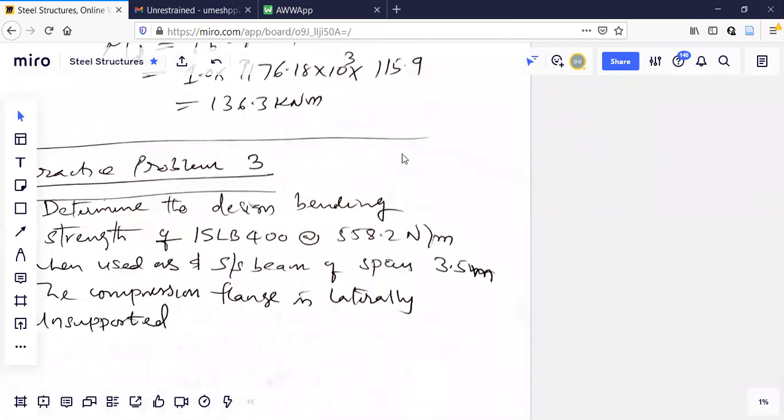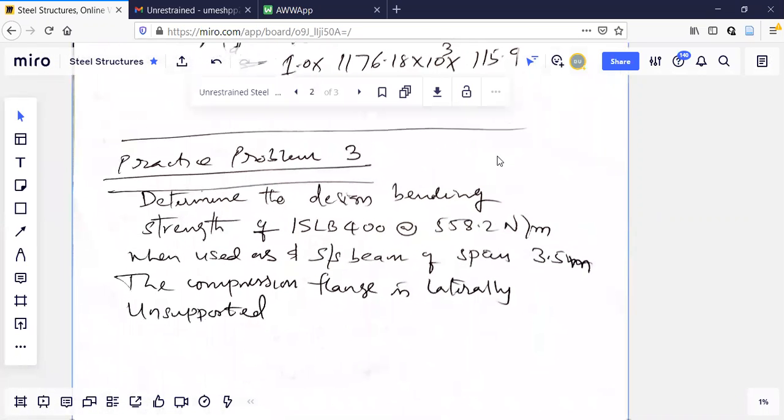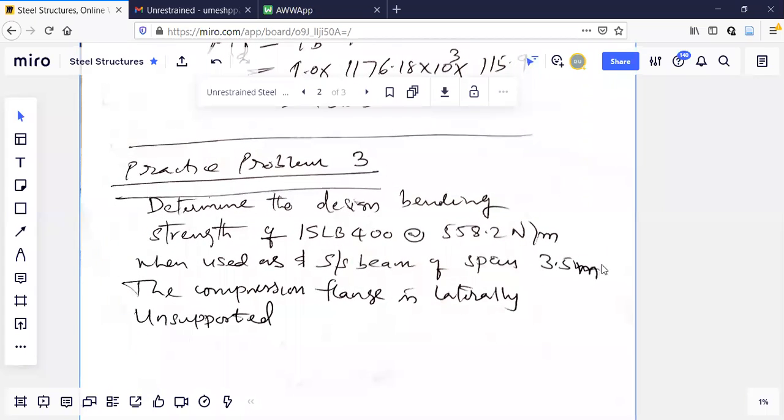See this one. You solve this one using whatever I discussed today. Determine the design bending strength of ISLB 400, 558.2 Newton meter. You refer to the steel table for these properties. It is used as a simply supported beam of span 3.5, and the compression flange is laterally unsupported. Since other data is not available, LLT will be 3.5. It is not 0.85 times 3.5 and so on, because that data is not there in the problem.